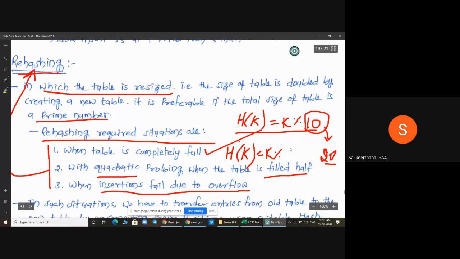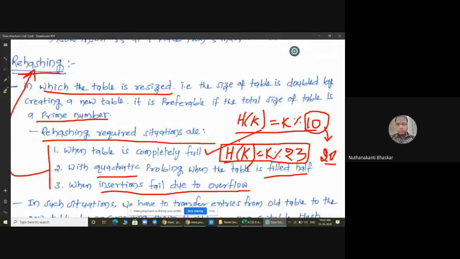Now what is the prime number? 23. Yes, we have to consider 23. Now the table size is 23. You have to double the table size, then that must be the prime number. That's why we consider the prime number which is nearer to 20, that is 23. So now we have to use this particular hash function for rehashing.